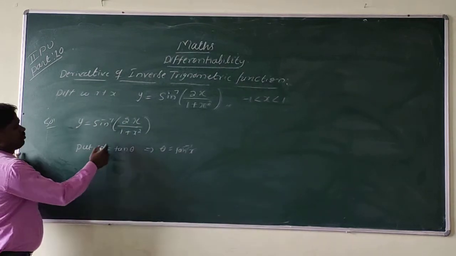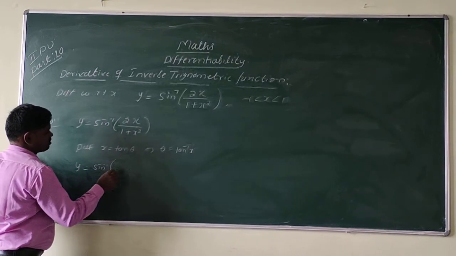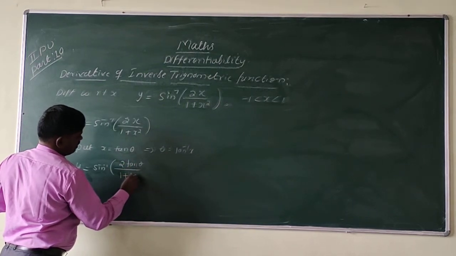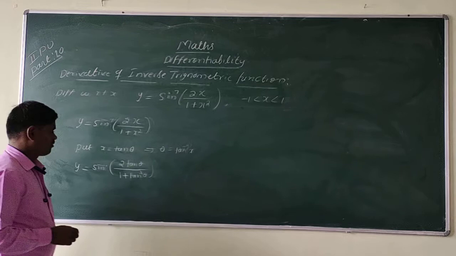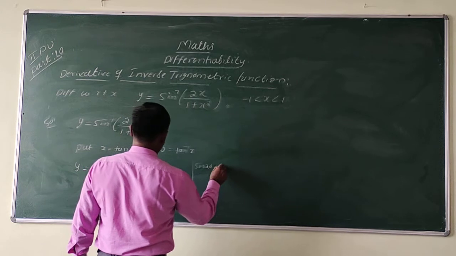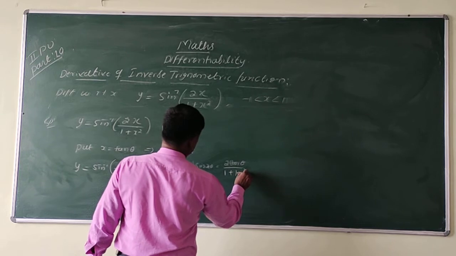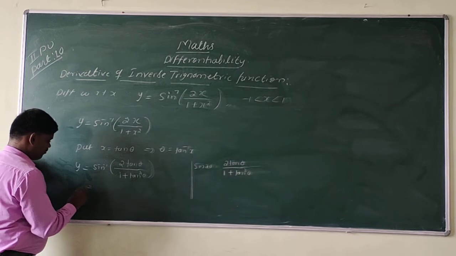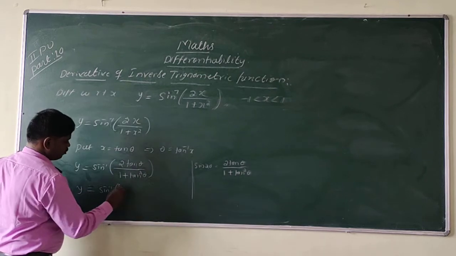Now the given equation becomes y is equal to sine inverse of 2 tan theta divided by 1 plus tan square theta. Why are we putting x is equal to tan theta? Because we have a standard formula: sin 2 theta is equal to 2 tan theta divided by 1 plus tan square theta. Our intention is to convert the given terms in terms of sin. So now this becomes y is equal to sin inverse of sin 2 theta.